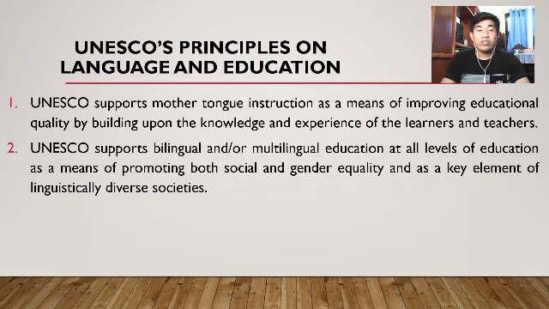Second principle, UNESCO supports bilingual or multilingual education at all levels of education as a means of promoting both social and gender equality as a key element of linguistically diverse societies. In the second principle, UNESCO adheres to the fact that the implementation of MLE in the curriculum really promotes social and gender equality across races, across cultures. Why? Because if MTB-MLE is being emphasized in the curriculum, all languages, all dialects within a particular place or country are acknowledged, meaning there is no single language that dominates in the country. Every culture, every race is acknowledged and given emphasis and valued by the curriculum or by the government itself.